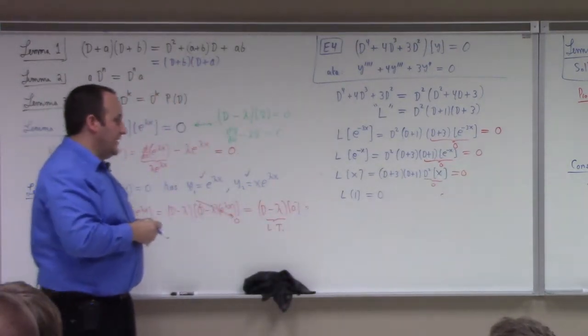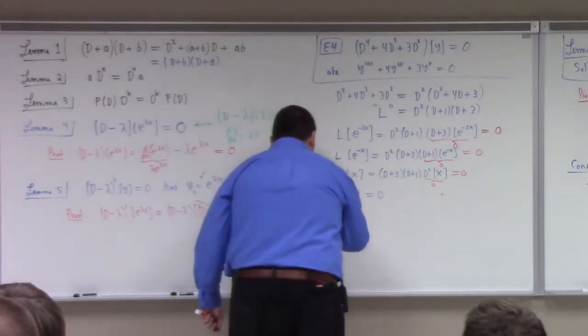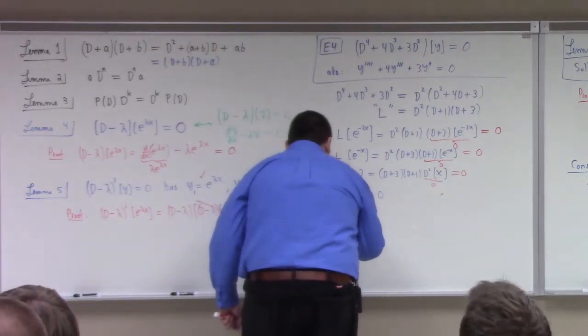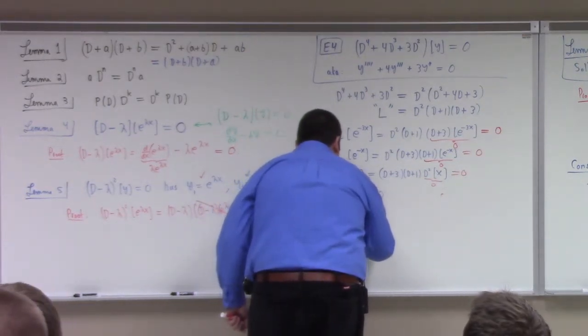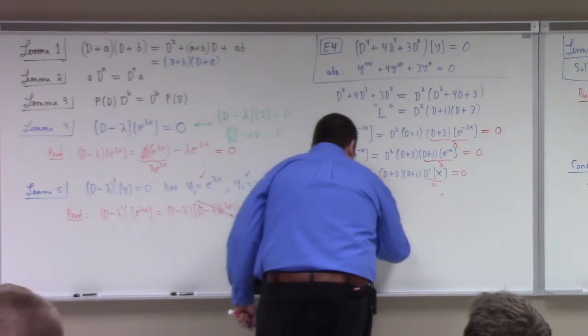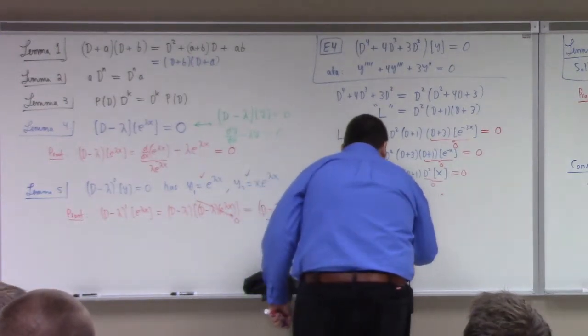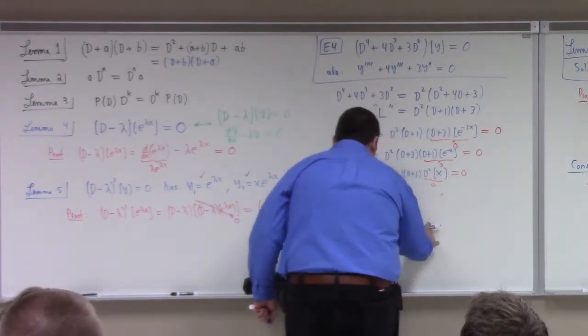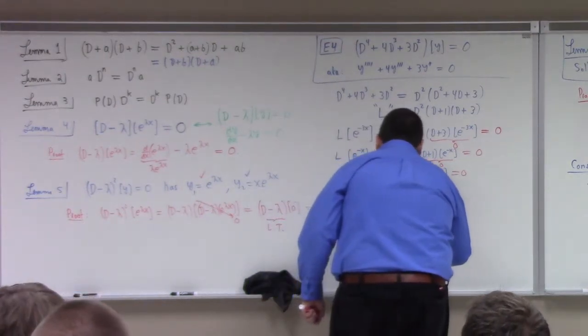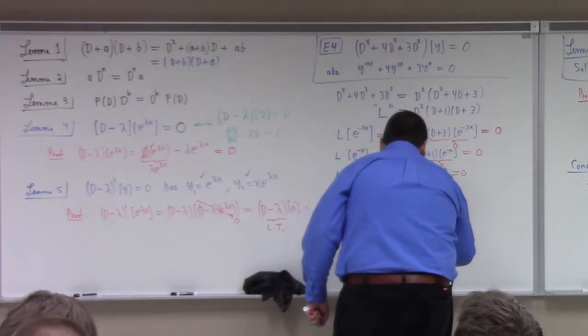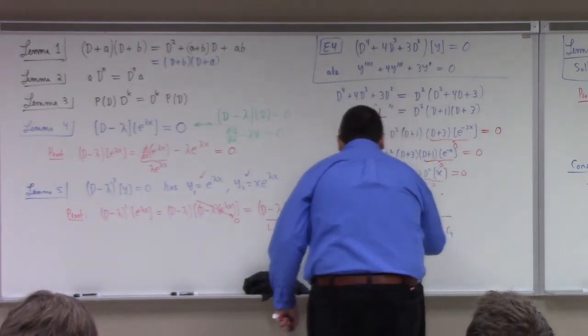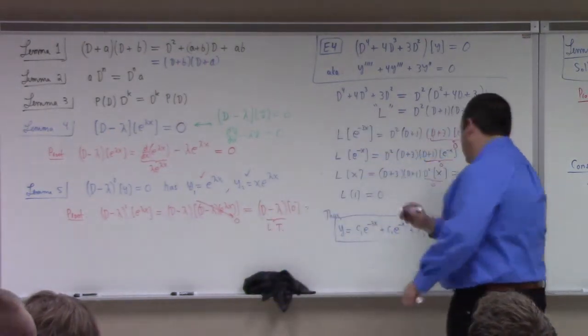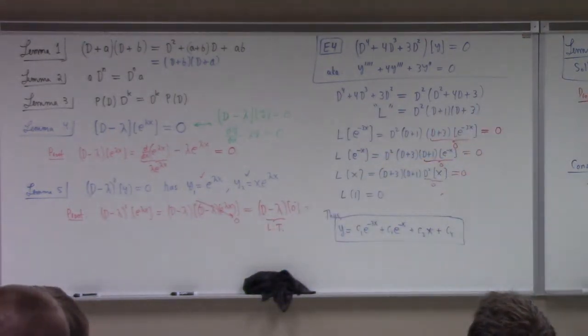So what do we got? y equals C1 e to the minus 3x plus C2 e to the minus x plus C3 x plus C4. That is the general solution to that fourth order differential equation.